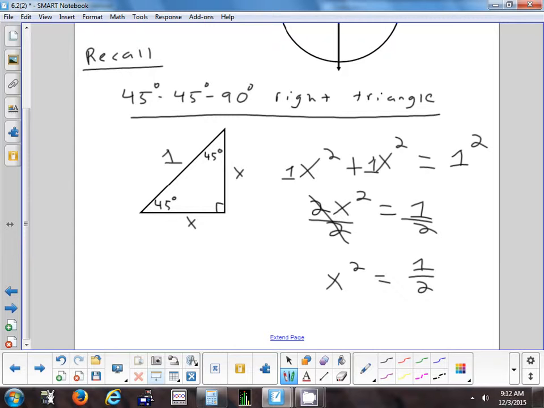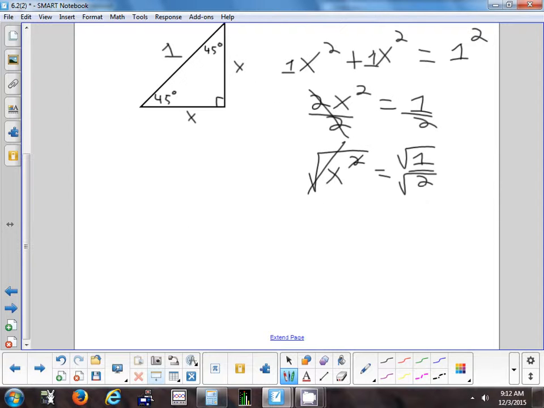But now I want to get rid of that exponent of 2. Take the square root. When you take the square root of a fraction, you do the top and the bottom separate. So the square root and square cancel out. And what's the square root of 1? 1. Square root of 2, I can't really do anything with it. But how do I fix that? That's never how we should leave an answer.